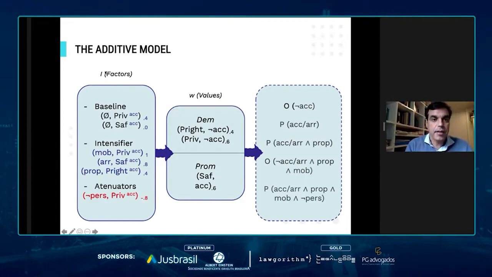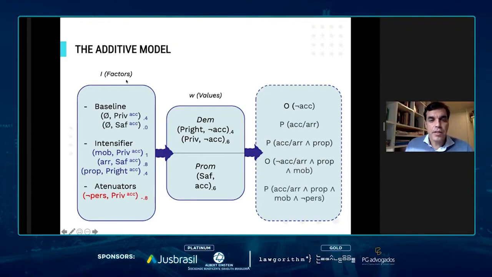And this impact may be positive. This influence of the factors on the impact of the action on values may be positive, or it may be negative. If it is positive, we call the factor an intensifier. And if it's negative, we call the factor an attenuator.